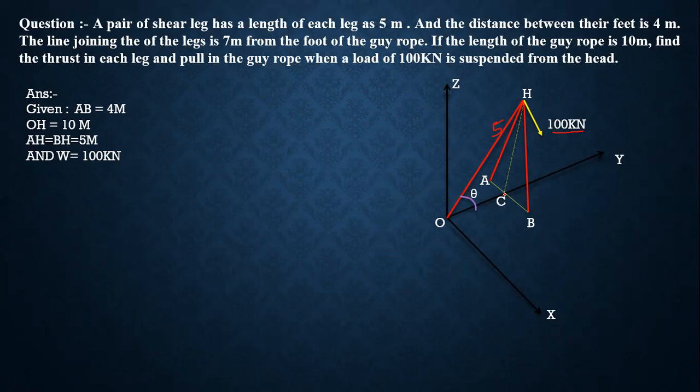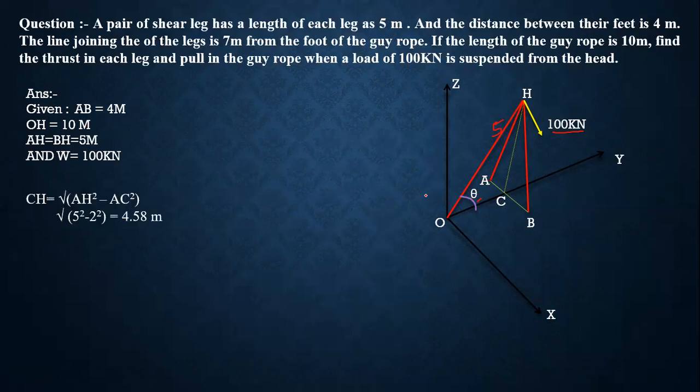So if the middle point is C, we have the direction, we have the distance of AH, BH, OH. But to solve, we also have to find the value of CH and this angle theta. First we find the value of CH. For CH, what do we do? Under root AH square minus AC square. And if AB is 4 meters, then AC will be 2 meters.